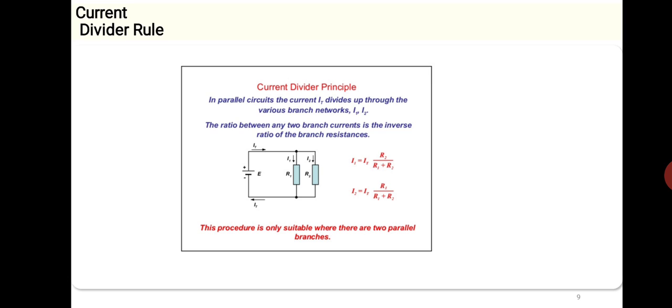Similarly, the current divider rule. In a parallel circuit, the current IT divides up through the various branches, I1 and I2. The ratio between any two branch currents is the inverse ratio of the branch resistances. Therefore, I1 is equal to IT into R2 divided by R1 plus R2. In the figure, you can observe that I2 is equal to IT into R1 divided by R1 plus R2. This procedure is only suitable where there are two parallel branches.